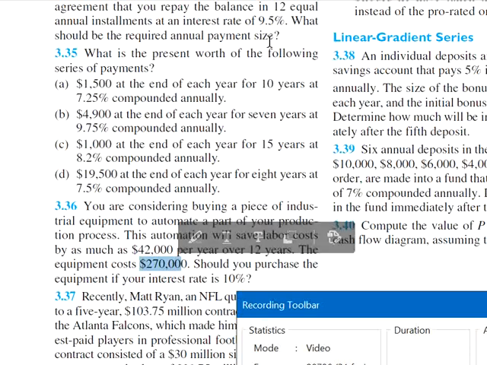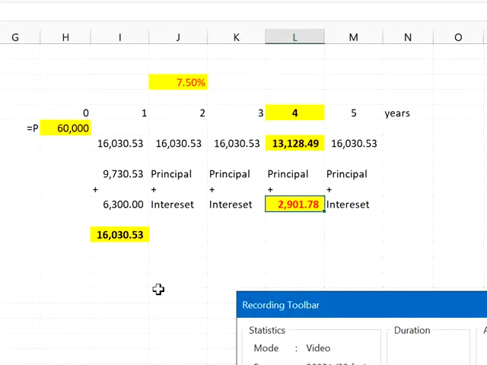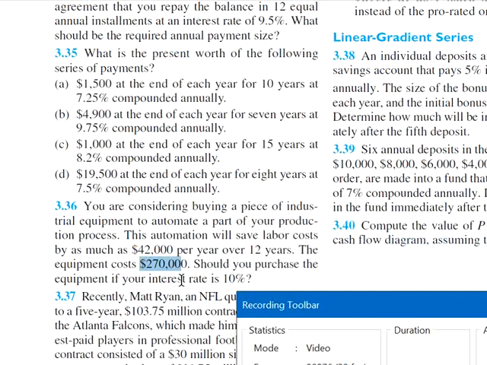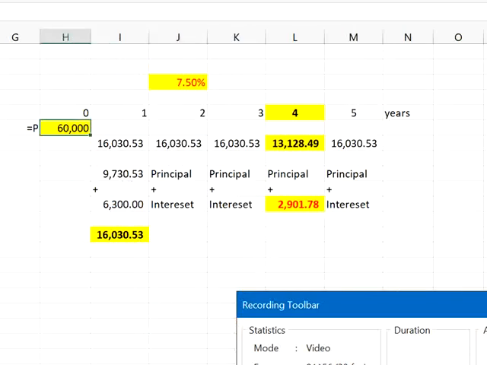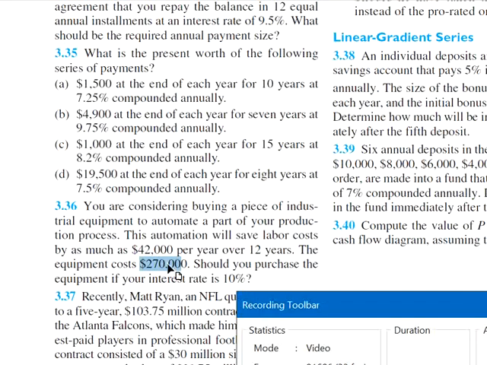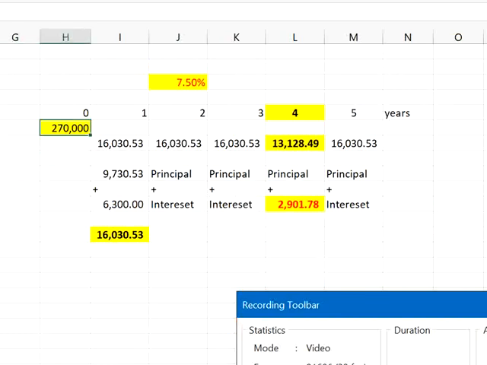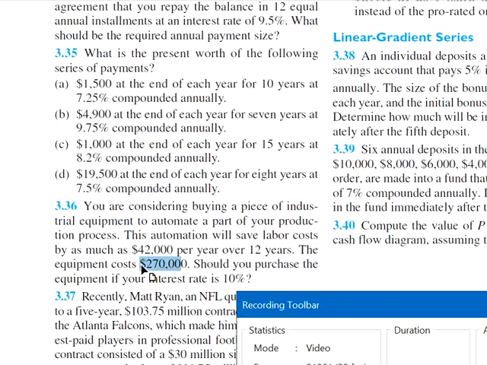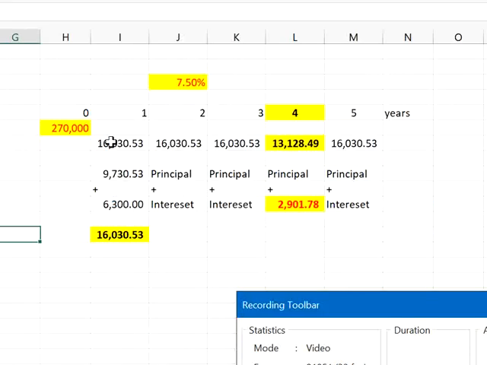Understand? See, I'll use the same one. What is the cost? 270,000. Okay, this is the one scenario. If you purchase this automation, this is the cost, right? And what is the benefit? If you purchase this automation system, you will save 42,000 per year.